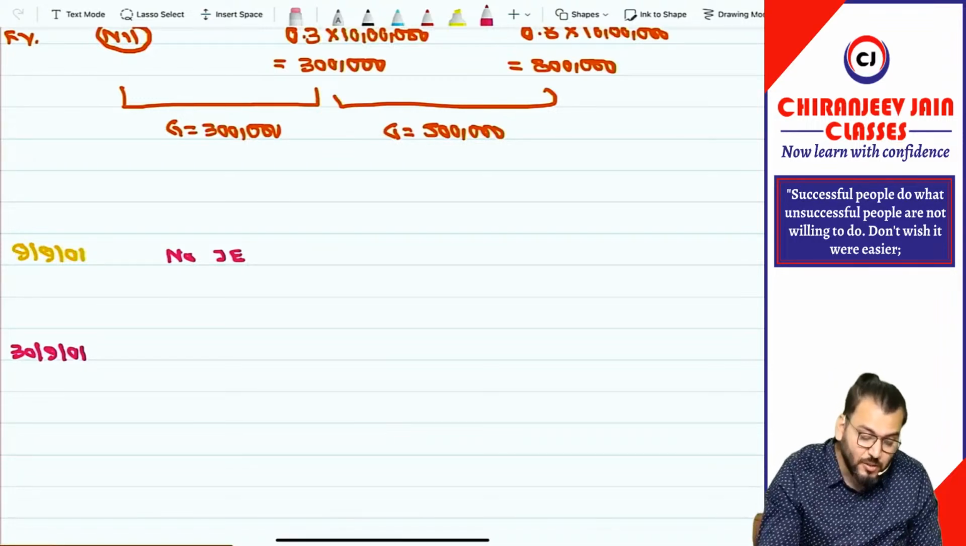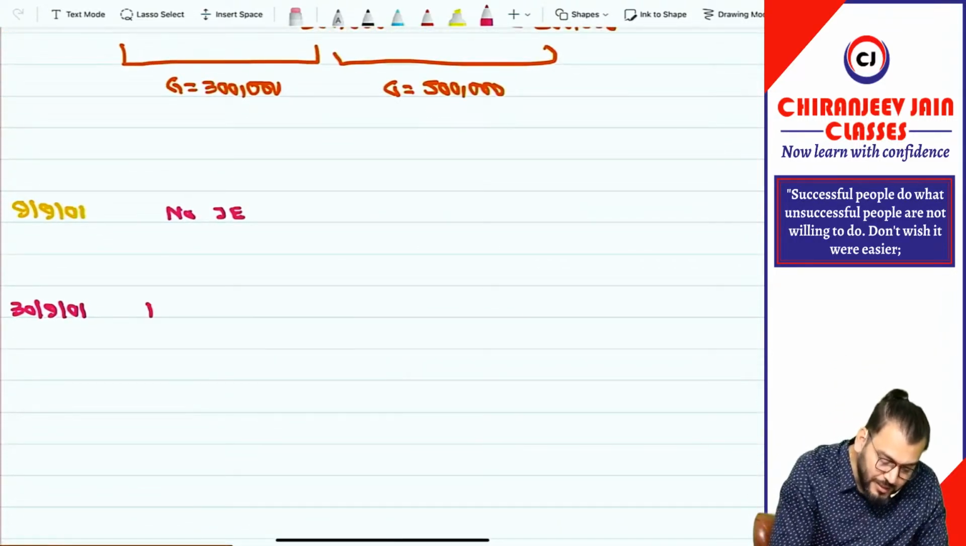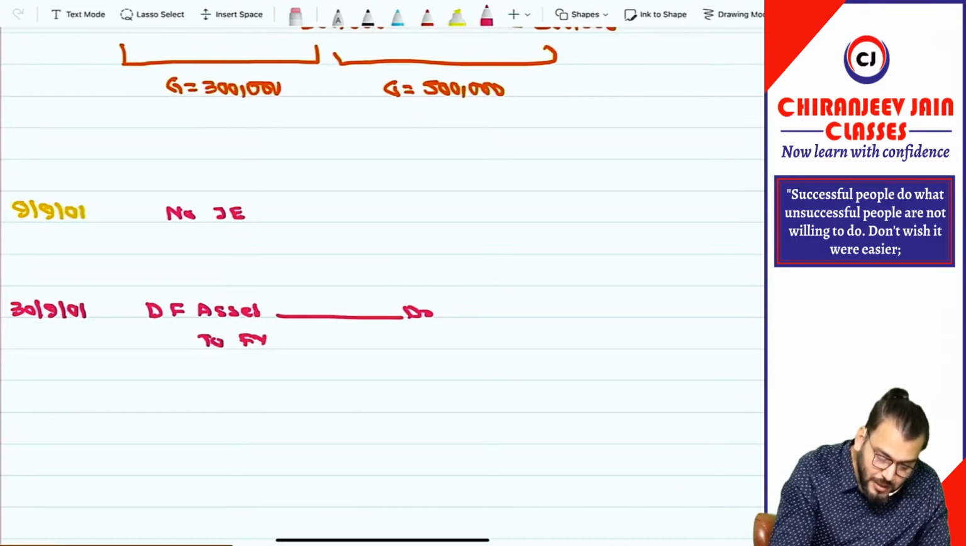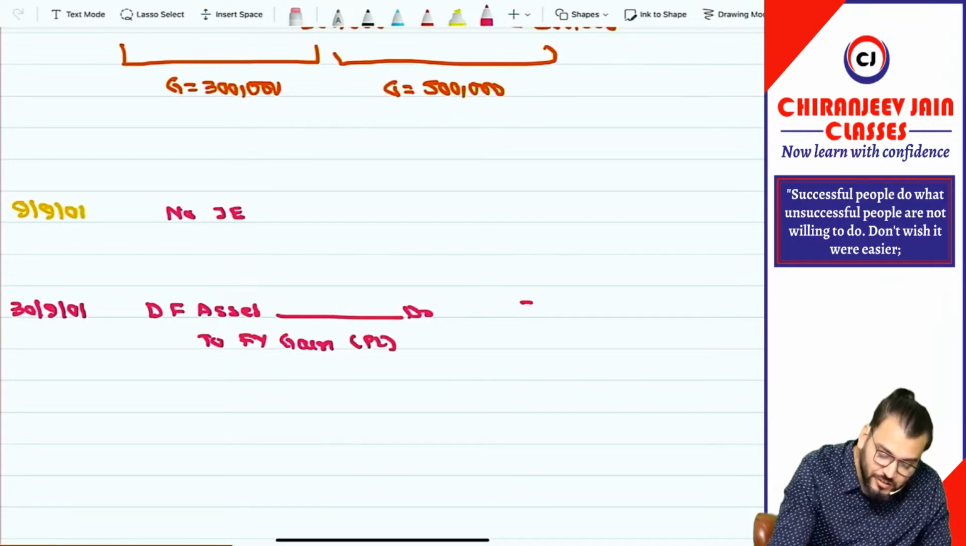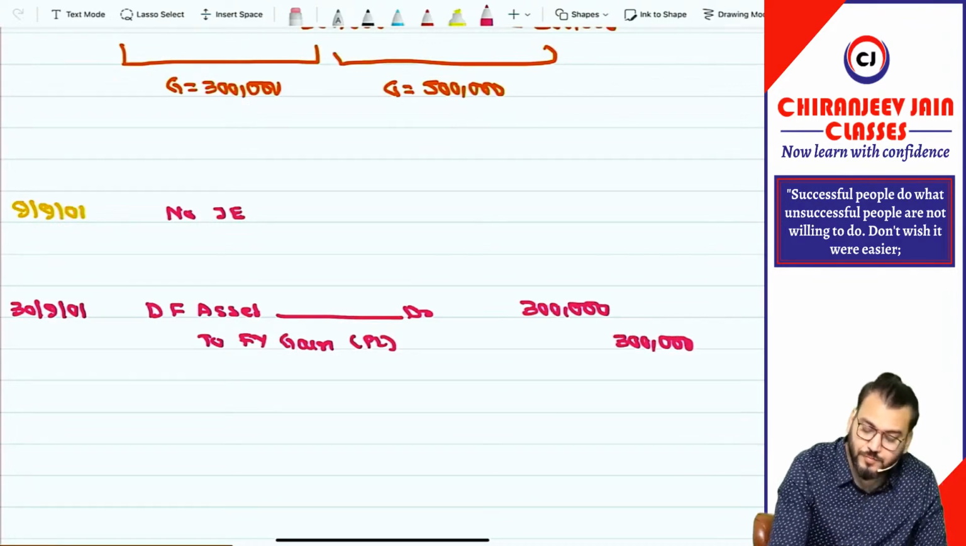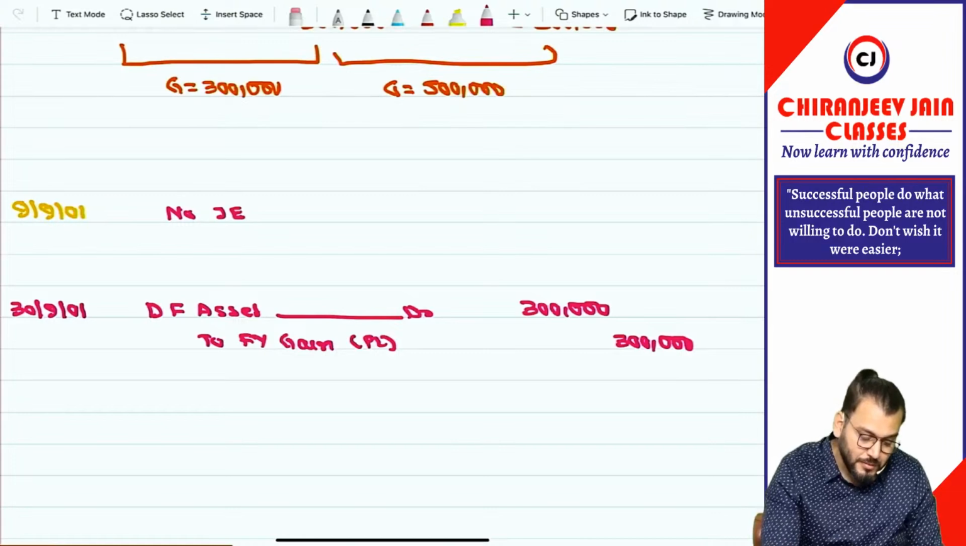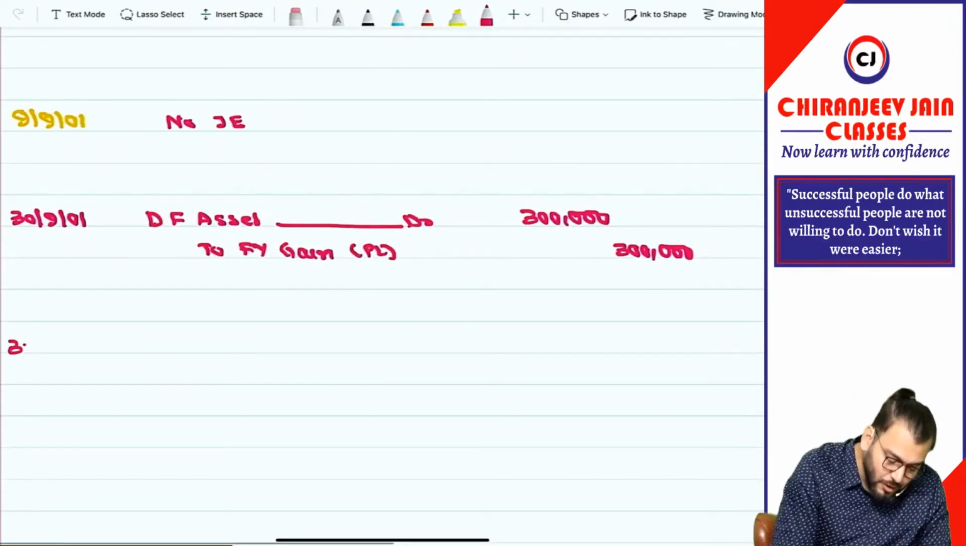Correct. Because there is an asset of about 3 lakh, so we'll pass one journal entry. Derivative financial asset account debit to fair value gain, and this fair value gain will be transferred to PL. That is 3 lakh. Understood? This journal entry, have you understood? Correct. Then we'll come to settlement date on 31st 12 2001.